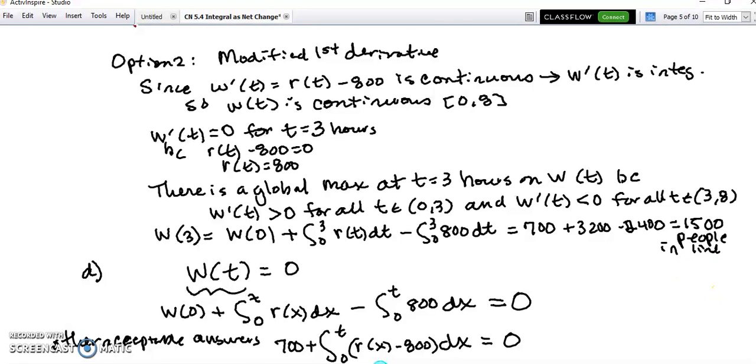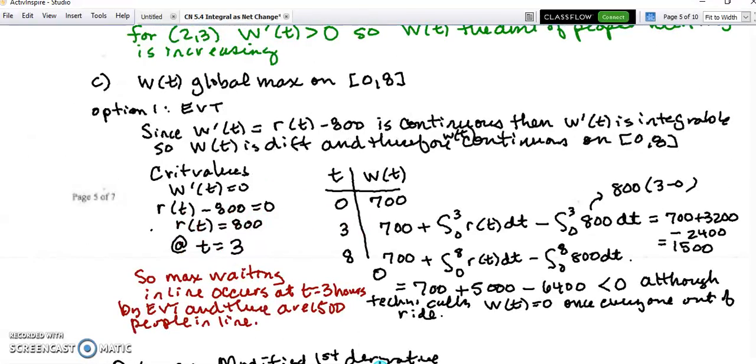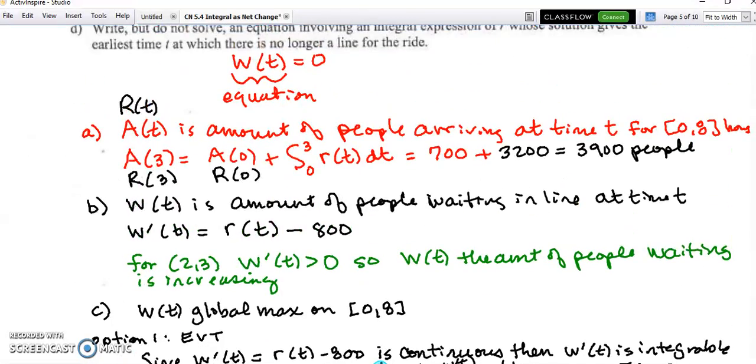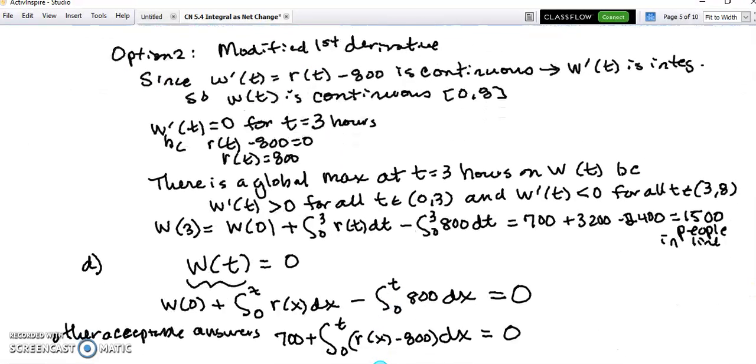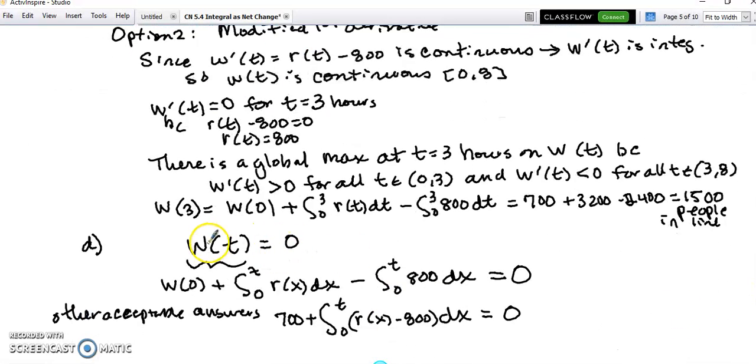All right. For part D, you had to write but not solve an equation. So make sure that you actually had an equation. One of the things that they lost points on for this is you forgot to put the equals 0. So you basically want an equation for when the people waiting in line is 0, so W of t, which is where I was, plus how many people arrived minus how many people left. They were making you write the actual integral equation for W of t.